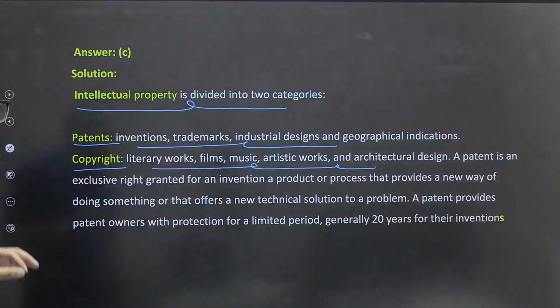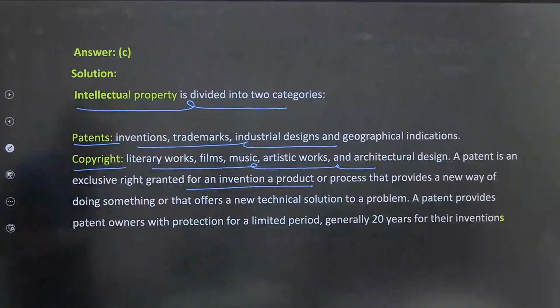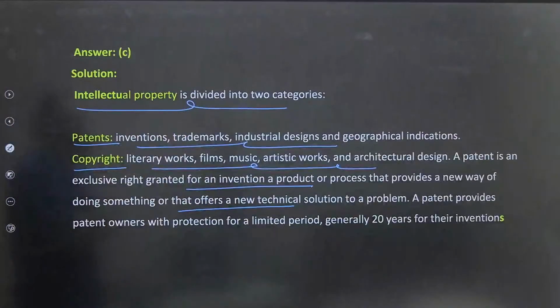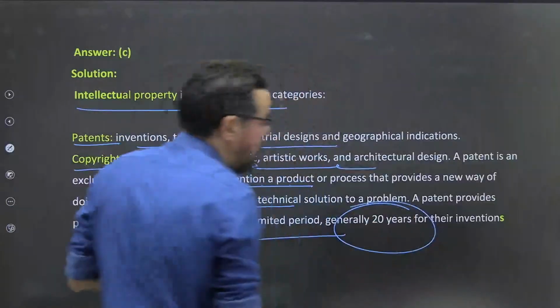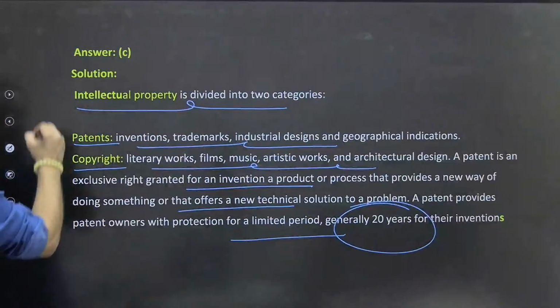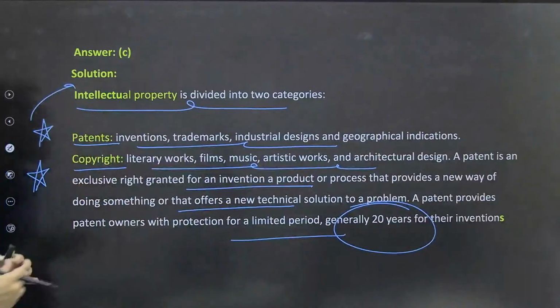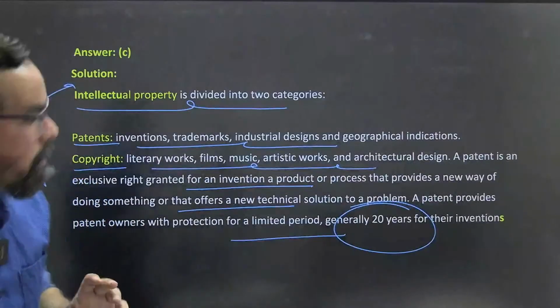A patent is an exclusive right granted for an invention, a product or a process that provides a new way of doing something or that offers a new technical solution to a problem. A patent provides patent owners with protection for a limited period. Generally, it is 20 years for their inventions. Very, very important again. So please do remember these two intellectual properties, patent versus copyright also. Understood? Clear for everyone? Okay, let's go to the next one.